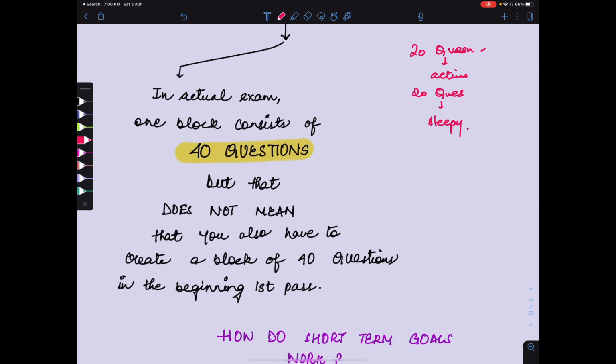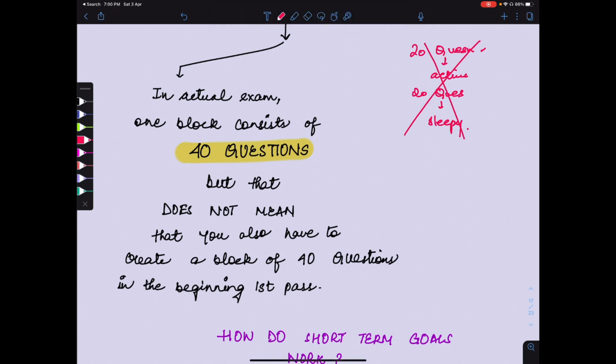So I used to solve the first 20 questions with an active mind, but the remaining 20 questions were just being solved for the sake of formality to get the answers. So this is such a wrong strategy. You should never follow it.